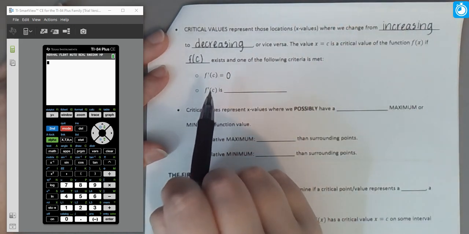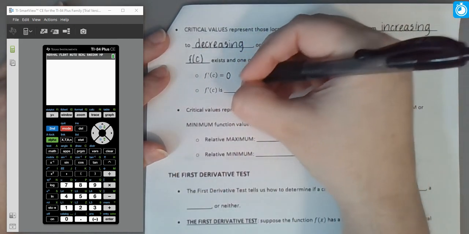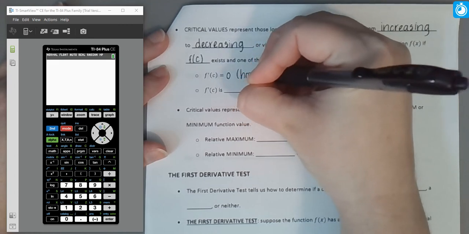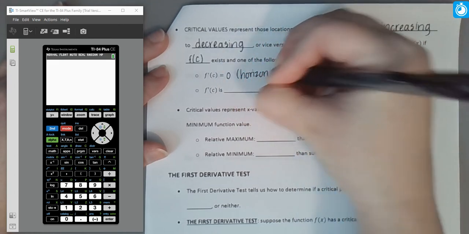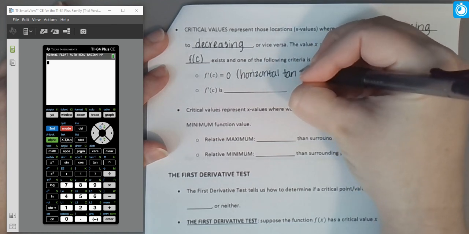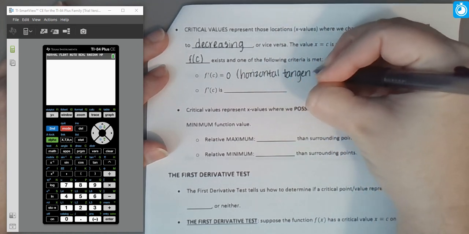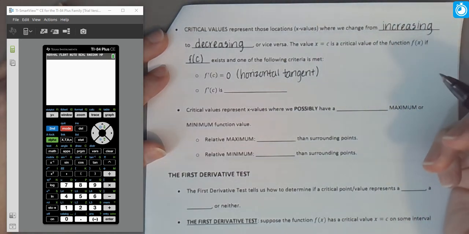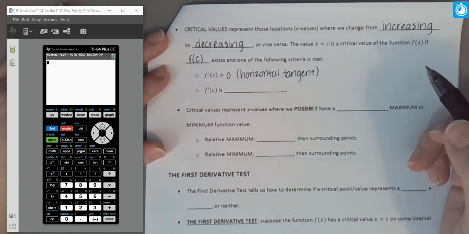If the derivative at that x value is 0, that means we have a horizontal tangent line. And just like that graph we looked at a second ago, the locations where we had a horizontal tangent line, those were the locations where we transitioned from increasing to decreasing or vice versa.